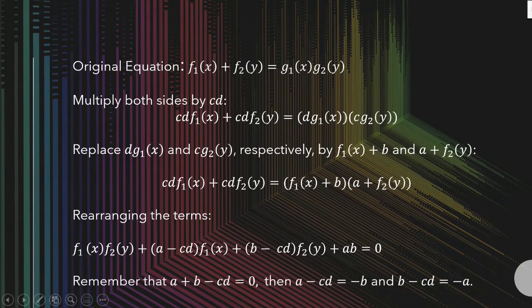And then remember that we have seen that a plus b minus cd is equal to 0. Therefore, the number a minus cd, that is the one that appears here, is minus b, and the number b minus cd, which is the one that appears here, can be replaced by minus a. And therefore, by making this substitution into the previous equation, we obtain this simplified equation, which is incredibly simple.